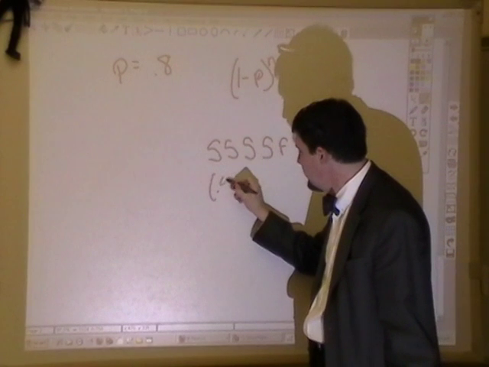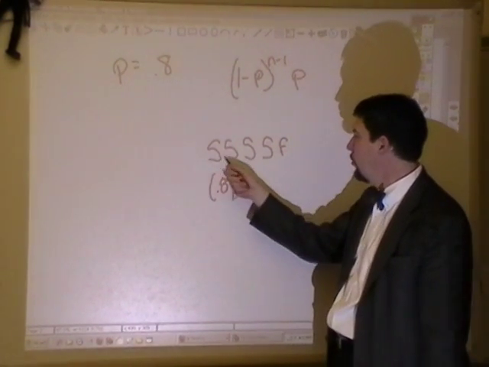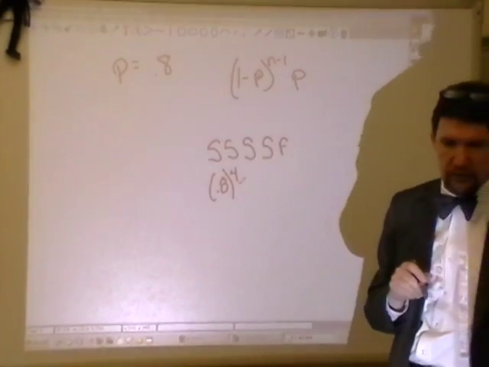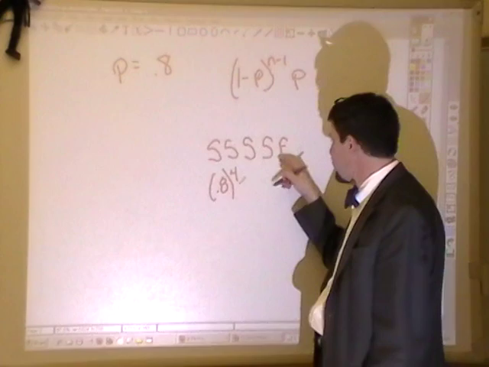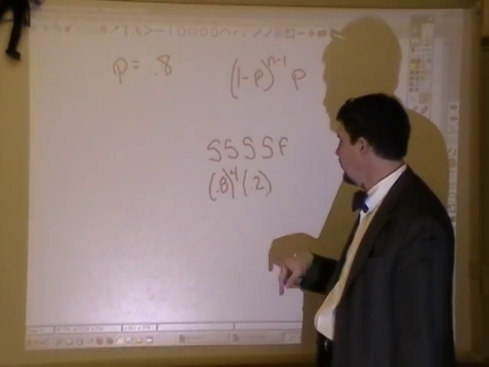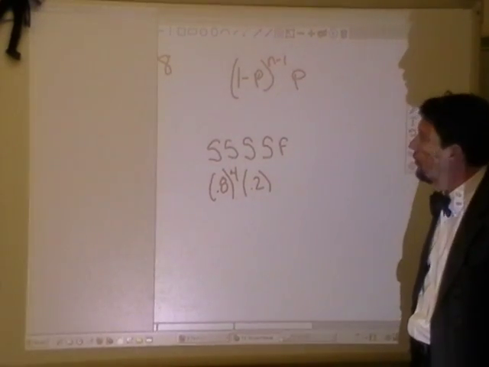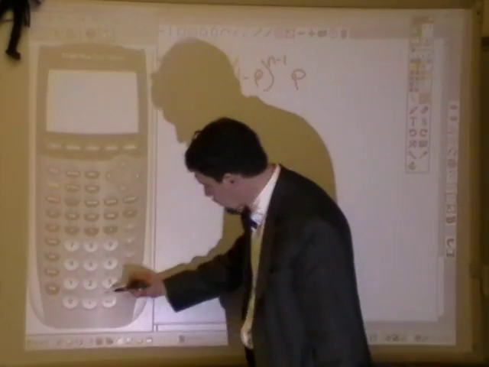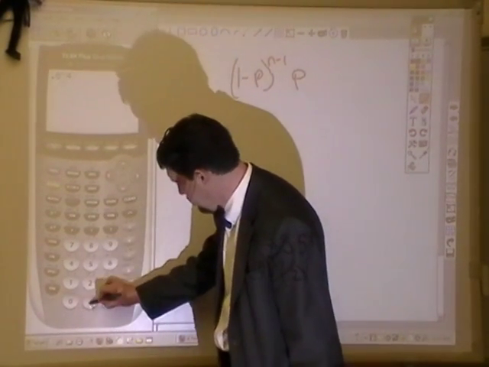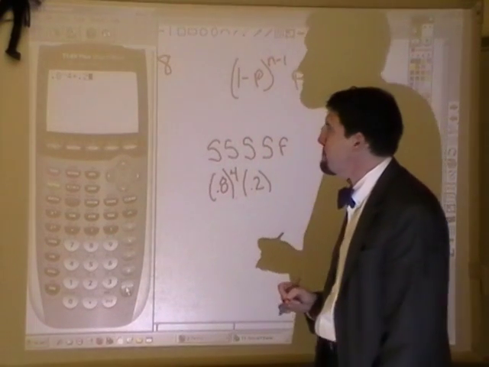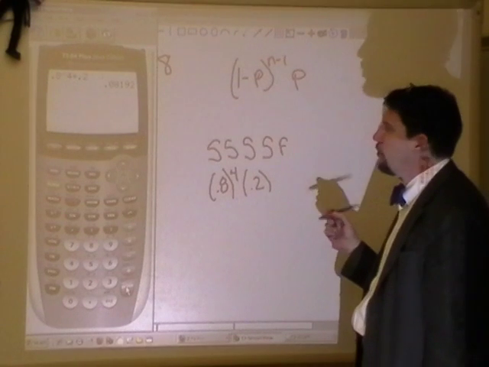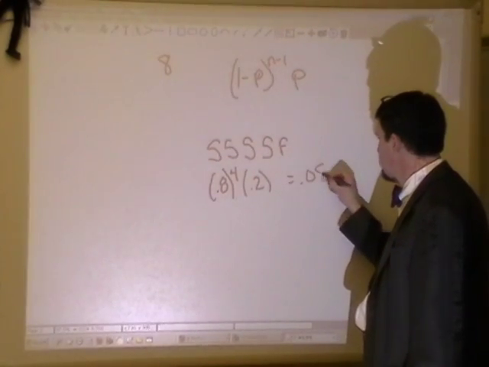So I figure out these probabilities. Success is 0.8. These shots should be independent. I've got 1, 2, 3, 4, 0.8 to the 4th power. 0.8 times 0.8 times 0.8 times 0.8 is going to be 0.8 to the 4th power. Times failure, the complement of success, which is going to be 0.2. So it's 0.8 to the 4th power times 0.2. Break out Mr. Calculator. 0.8 to the 4th power times 0.2 equals 0.08192. To 4 decimal places, it'd be 0.0819.